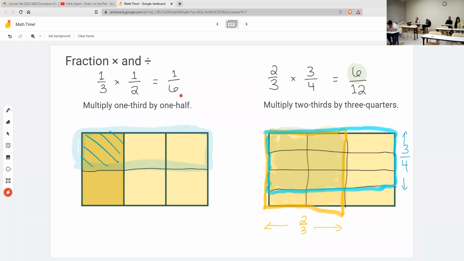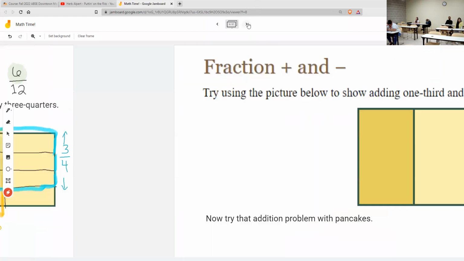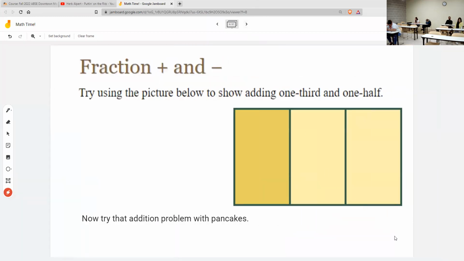Okay, let's see how that doesn't work with adding, because with adding, you do need common denominators. Okay, so stop.